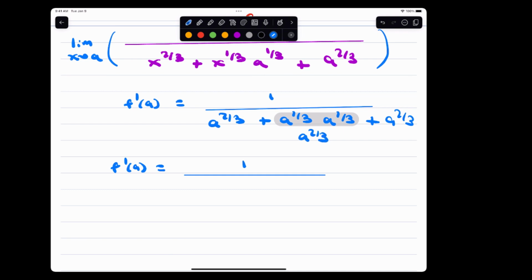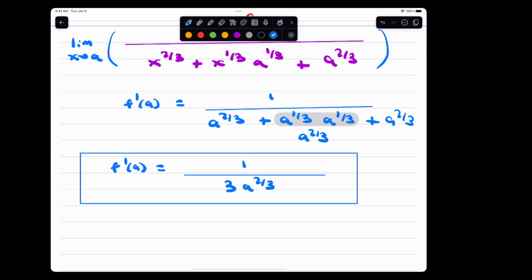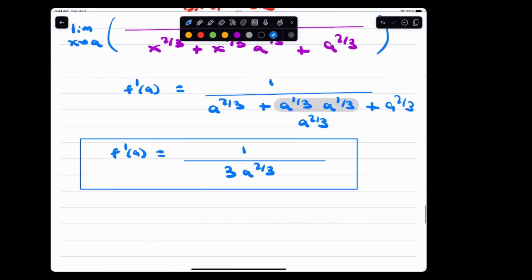So this is 1 over what? 3a to the what? 2 thirds. Okay, easy peasy lemon squeezy. Yes. So like I said, and of course, you might even say, but Mr. Judge, I see this derivative and a is in the denominator. I'm going to write this down. A can't be what? A can't be 0. Is that true?